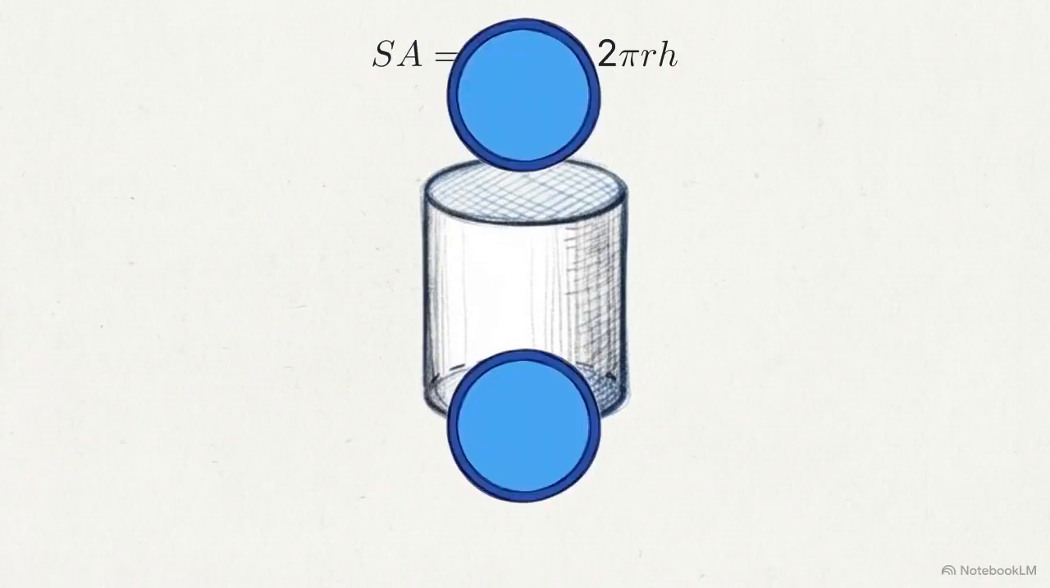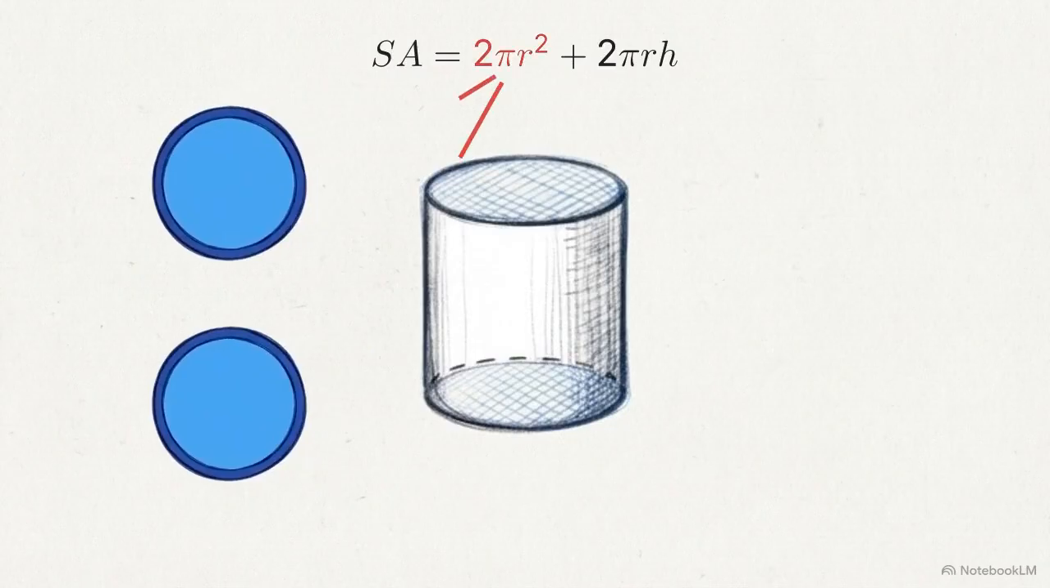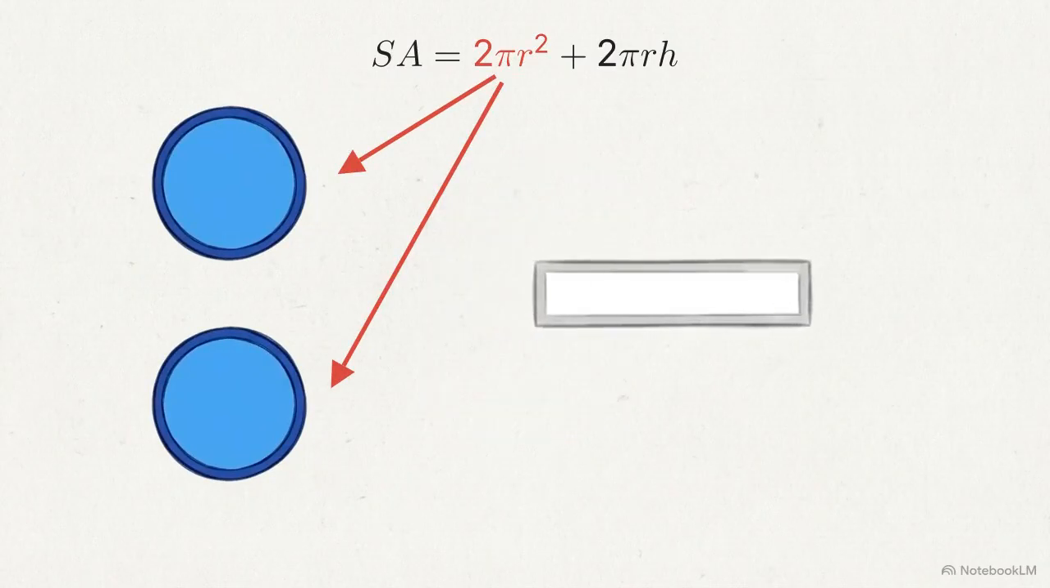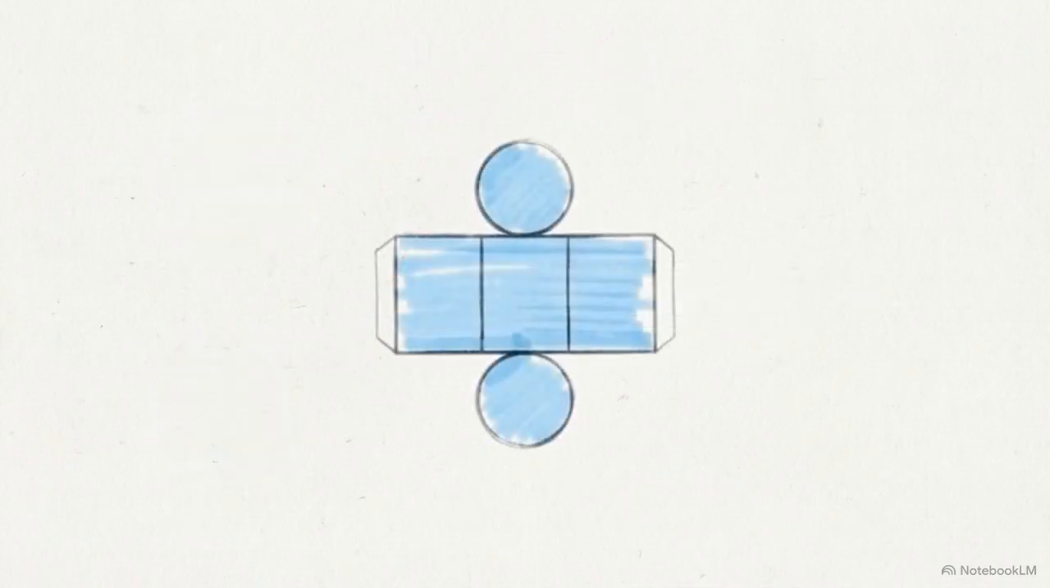For surface area, the formula is 2 pi r squared plus 2 pi r h. That first part, 2 pi r squared, represents the areas of the 2 circular lids. The second half covers the curved body of the cylinder. If you cut the label off a soup can and unroll it, it becomes a flat rectangle. Its length is the circle's circumference, 2 pi r, and its width is the cylinder's height.